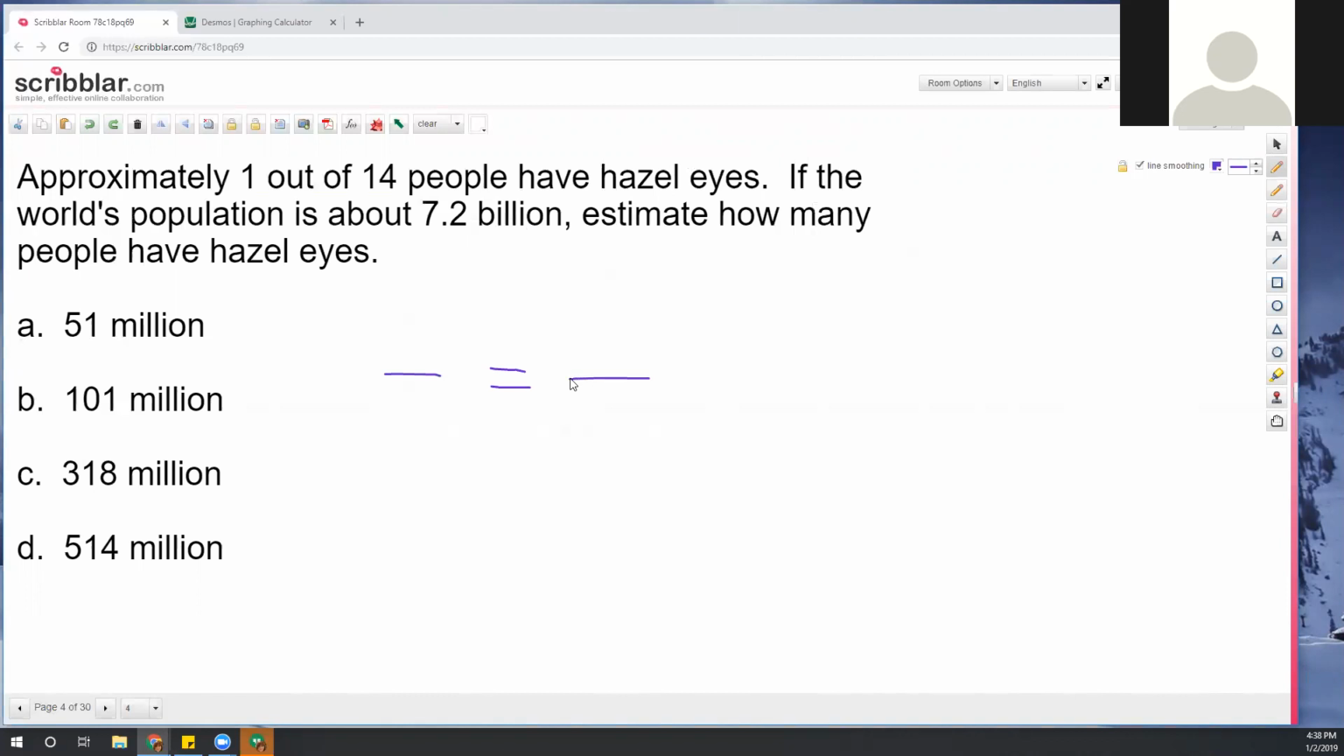So we always do that, figure out what information is grouped together, and then we decide how to write the first fraction. And from that first fraction, then we have to write the second fraction in the correct order. So we have 1 out of 14 people have hazel eyes, which means 1 person has hazel out of 14 random people or total people. So how should we set up our first fraction? What numbers should go for our first fraction?